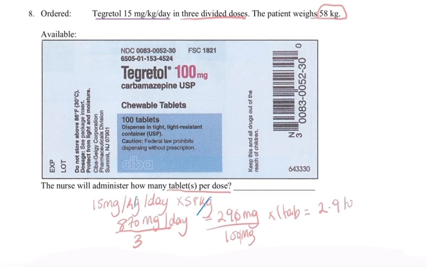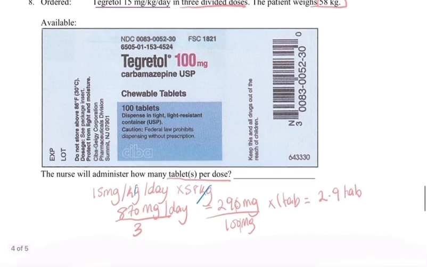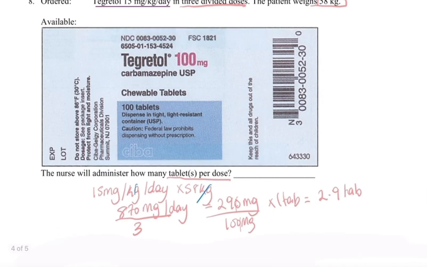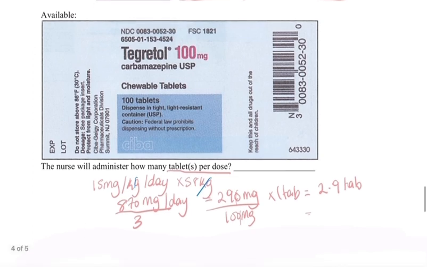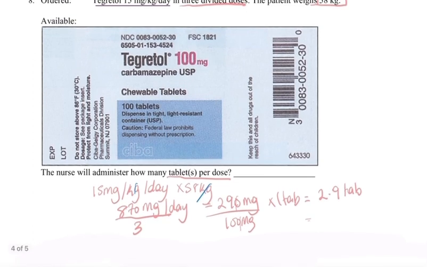However, based on my school rounding rule, you just leave it like this, right? If they had asked you for a scored tablet, then you would round it to 3. If they had asked you for a double scored, you would have rounded to a 2.75 tablet. But because they didn't mention anything like that, we're gonna just simply leave it as 2.9 tab. So we're gonna go ahead and move on to number 9.